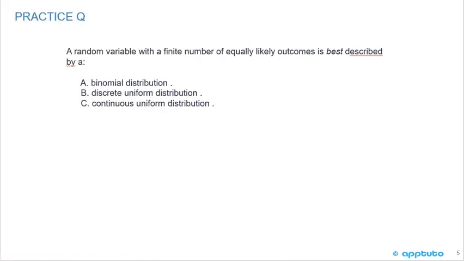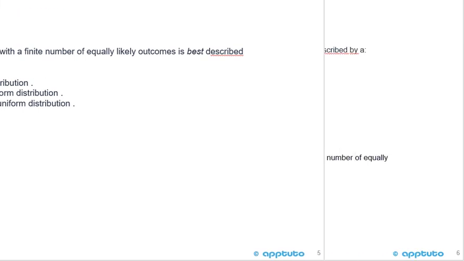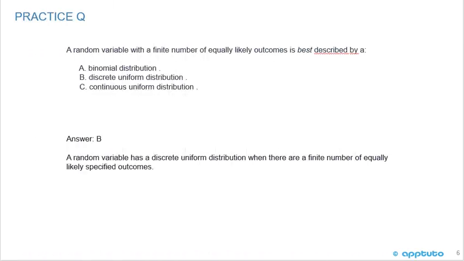Another quick practice question to check our knowledge. A random variable with a finite number of equally likely outcomes is best described by A, binomial distribution, B, discrete uniform distribution, or C, a continuous uniform distribution. The correct answer is B. A random variable has a discrete uniform distribution when there are a finite number of equally likely specified outcomes.